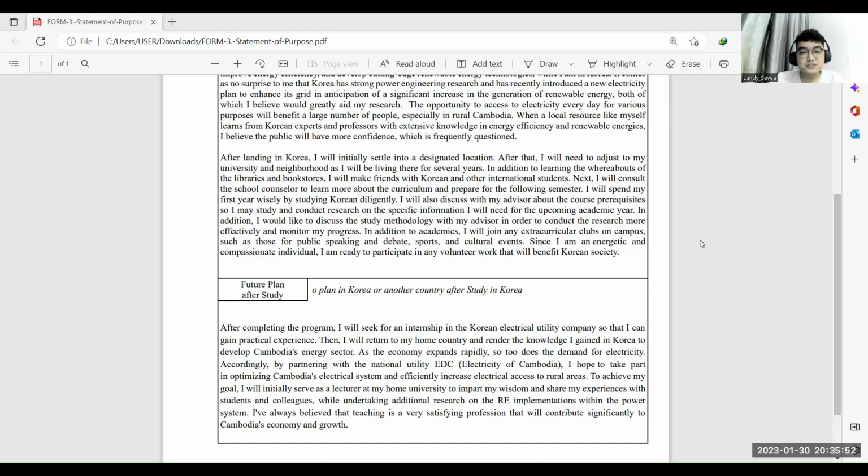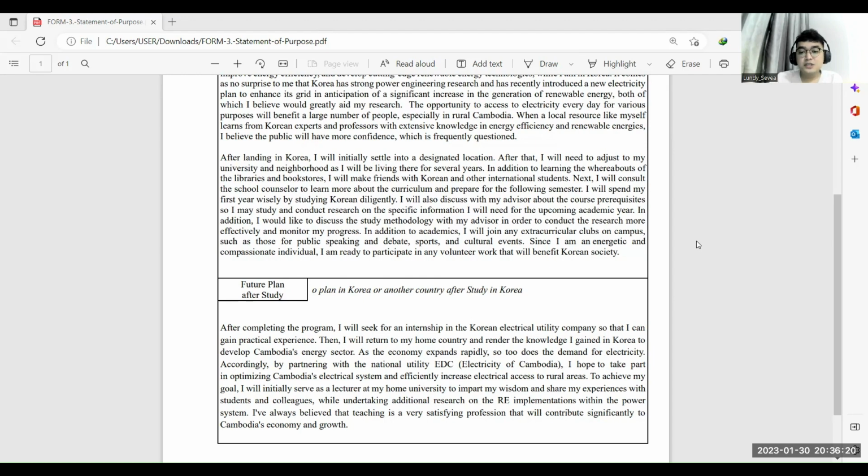semester. I will spend my first year wisely by studying Korean diligently. I will also discuss with my advisor about the course prerequisites, so I may study and conduct research on the specific information I will need for the upcoming academic year. In addition, I would like to discuss the study methodology with my advisor in order to conduct the research more effectively and monitor my progress.